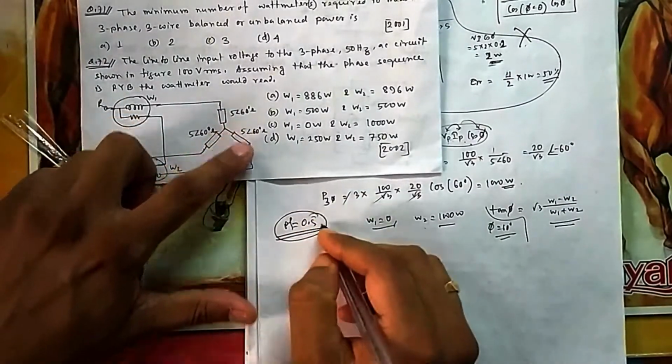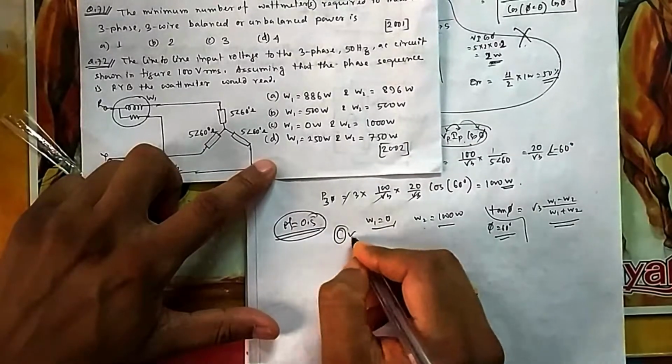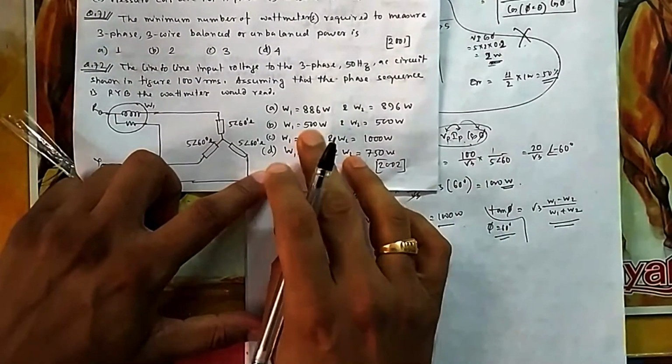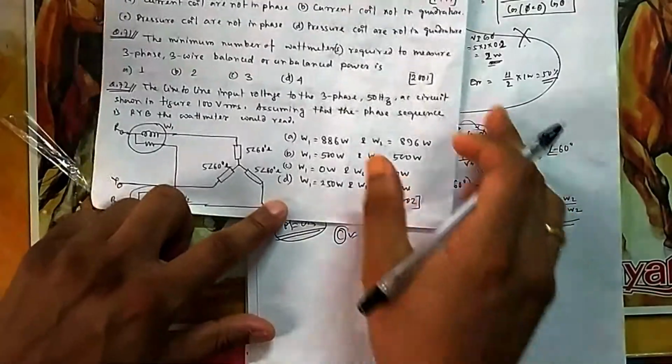So power factor will be directly 0.5, so you could have directly given the answer C without solving all these things, because the reading will be 0 obviously if it is 0.5. If it goes below that, then it will give you a negative reading.